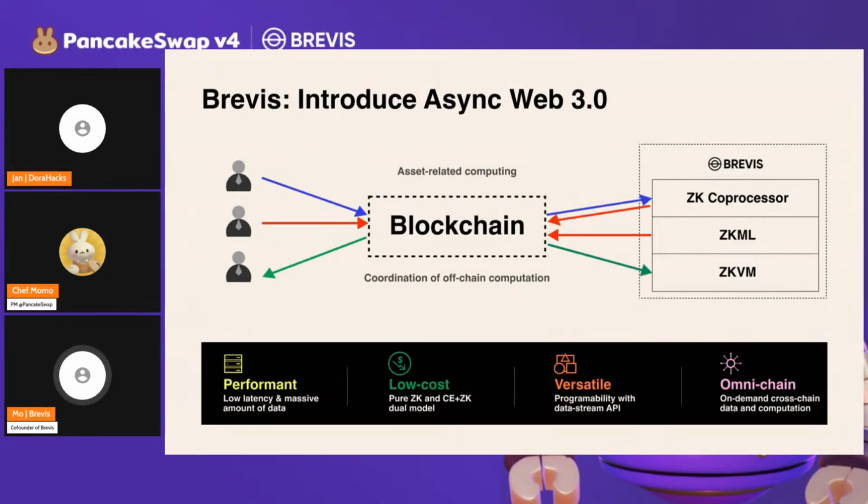We have ZK coprocessor, ZKML, ZKVM components on the Brevis stack. But for this hackathon, what we care most about is the ZK coprocessor component, which allows the smart contract to access and compute on any type of historical on-chain data. Now, the computation can be done off-chain, no problem. But if there's no one to receive that computation result on-chain, then the computation is useless, right?